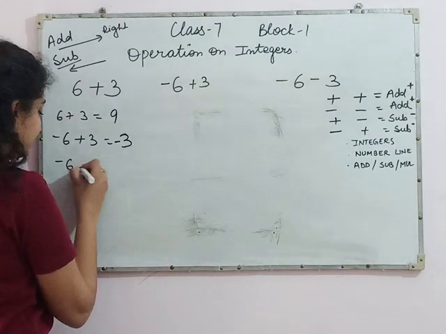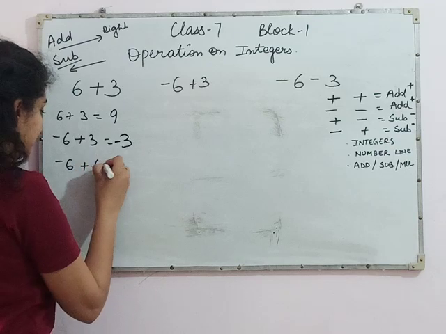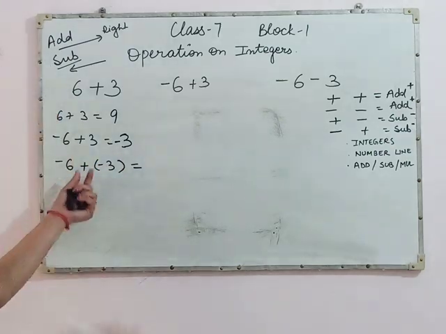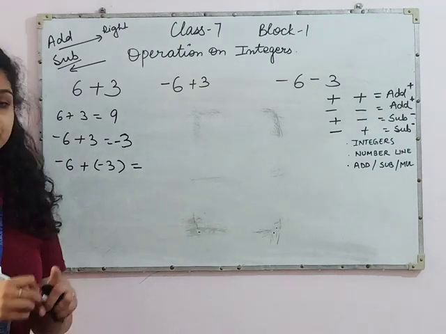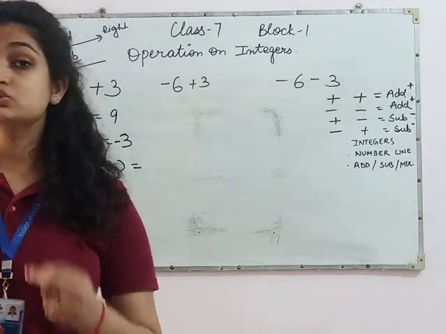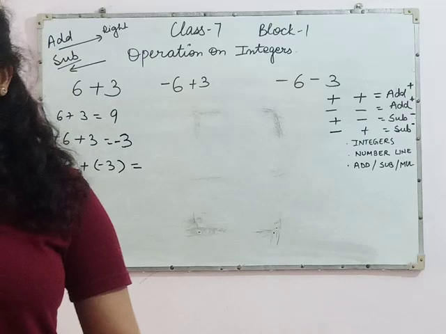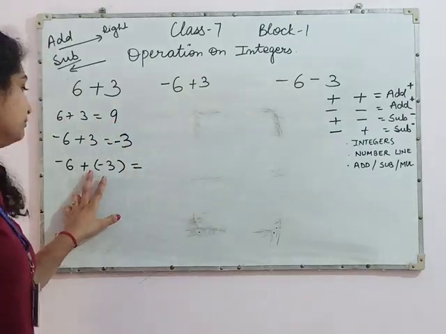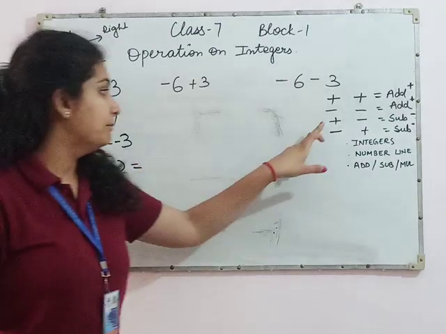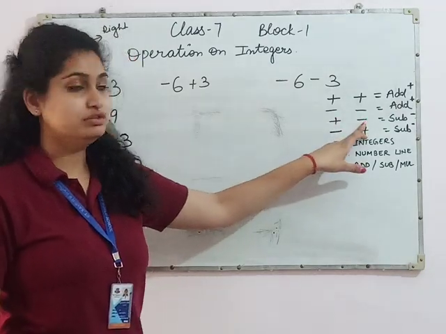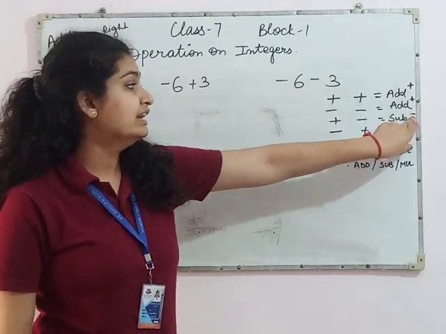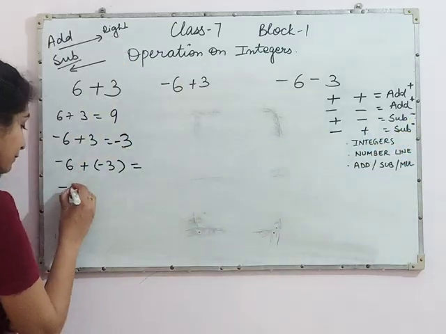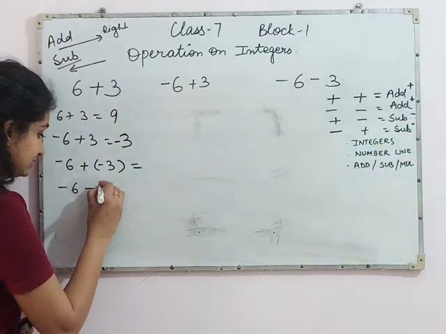Take minus 6 plus minus 3. Now, in this question, two symbols appear together. These two symbols should not come together. We have to club these symbols first. One plus symbol and one minus symbol. Plus symbol and minus symbol together generate a negative, or a minus symbol. So, minus 6 minus 3.